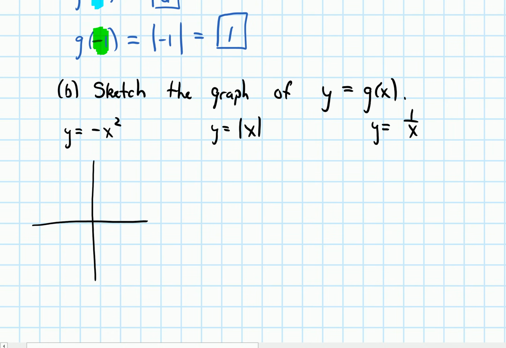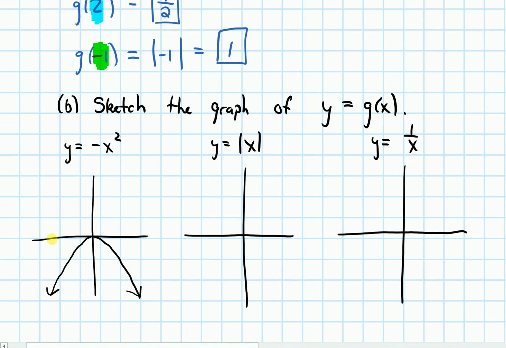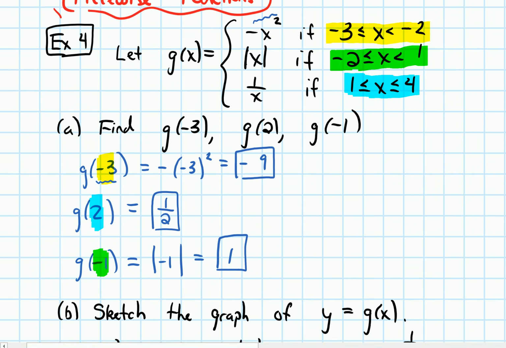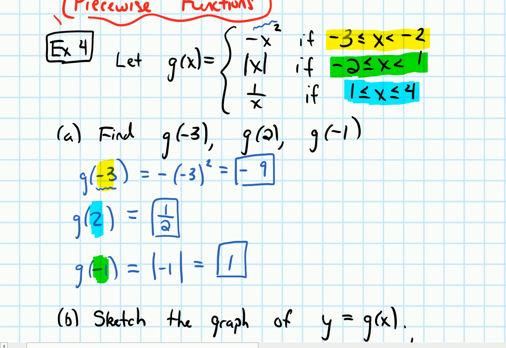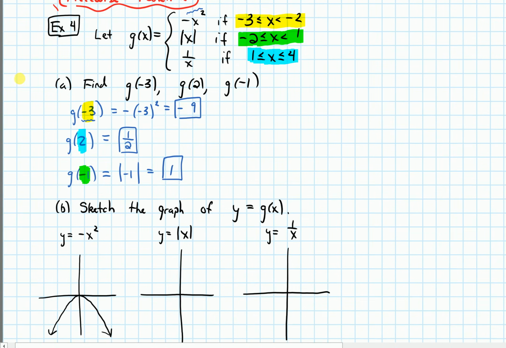So let me draw xy axes for each of these and draw each of their respective graphs. So some xy axes. So -x², that's an upside down parabola. So an upside down parabola has its vertex at the origin. And we're interested in the part that lies on this interval from -3 to -2. In fact, let me zoom out a little bit so I can see this whole thing a bit better. So I'm interested in the part of this parabola that lies between those 2 x values. So let's say that this is where -2 is, and this is where -3 is.